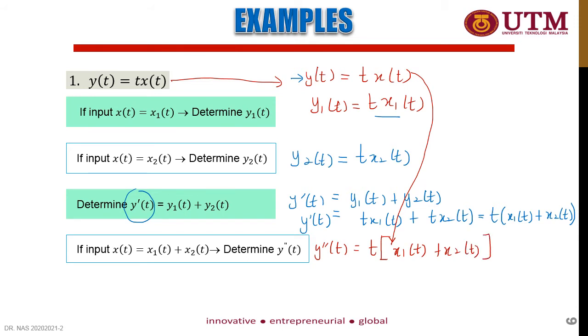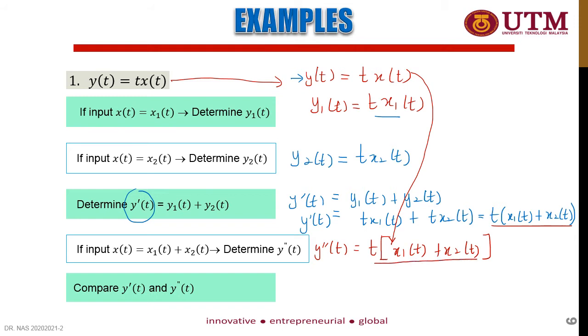So next, the last step, you need to compare y'(t) and y''(t). In this case, y'(t) equals t times x1 plus x2(t), and y''(t) equals this. So you notice that y'(t) equals y''(t). So the system is linear.